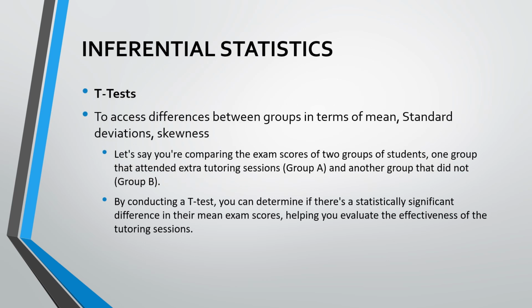Inferential statistics: t-tests. To assess differences between groups in terms of mean, standard deviations, skewness. Let's say you're comparing the exam scores of two groups of students, one group that attended extra tutoring sessions, Group A, and another group that did not, Group B. By conducting a t-test, you can determine if there's a statistically significant difference in their mean exam scores, helping you evaluate the effectiveness of the tutoring sessions.